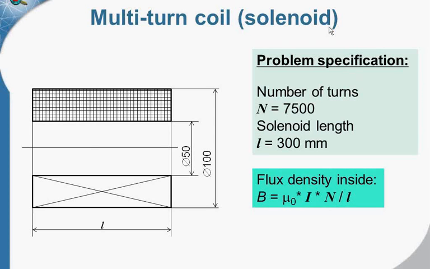The coil carries direct current of 1 ampere and consists of 7,500 turns. You know that in the long solenoid the field is uniform, so let's take a look how this coil should be simulated and check the field distribution inside the coil.